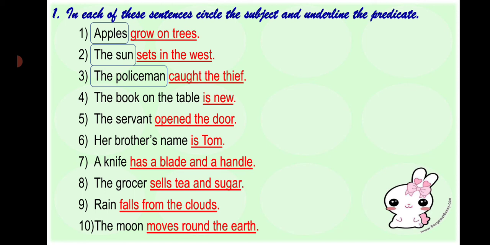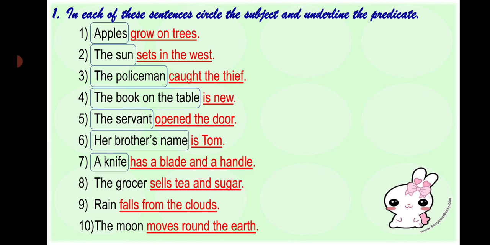The book on the table is new. So the book on the table is the subject, is new is the predicate. The servant, what is said about the servant? That he opened the door. So the servant is the subject. Her brother's name is Tom. Her brother's name is the subject, is Tom is the predicate. A knife has a blade and a handle. What is said about the knife? We are speaking about the knife. What is said about the knife? That it has a blade and a handle.